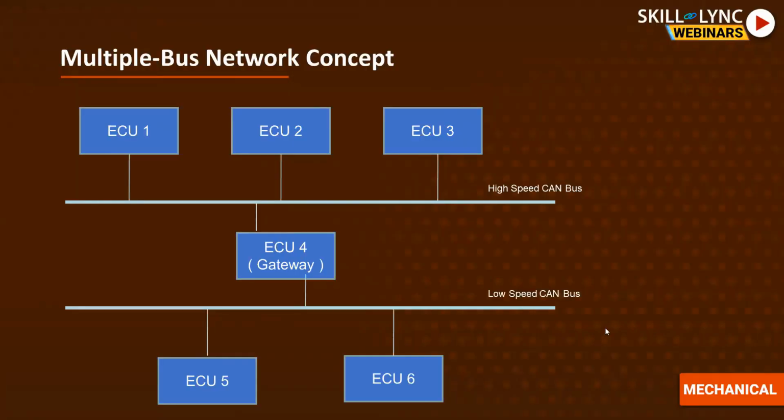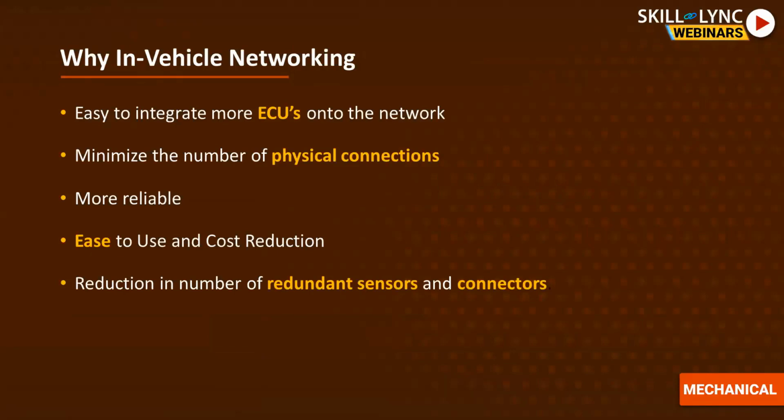Here, what is a gateway? Whatever information from ECU 1, 2, 3 has to go to ECU 5 and 6, it has to go through this ECU only. And if ECU 5 and 6 have to transfer any data to these ECUs, I'll say control units, it has to go through the gateway. It's a gateway which allows message transmission between both buses. Let me know if I'm going very fast.